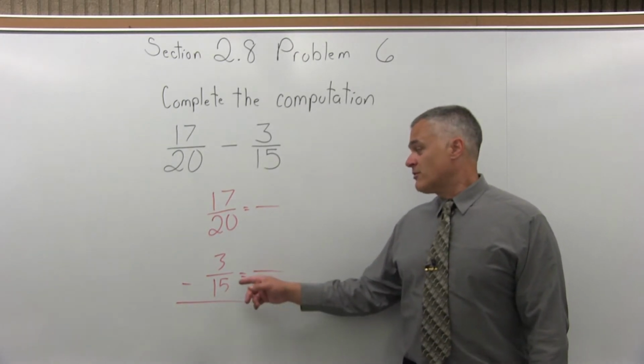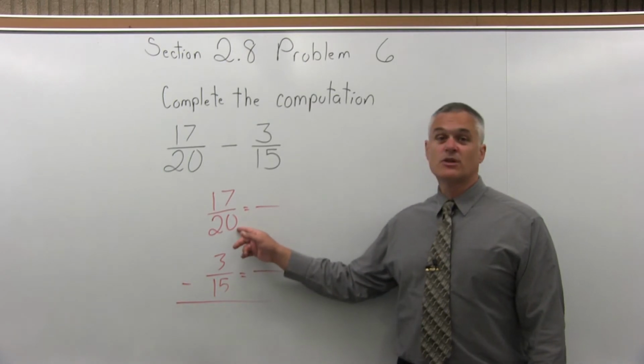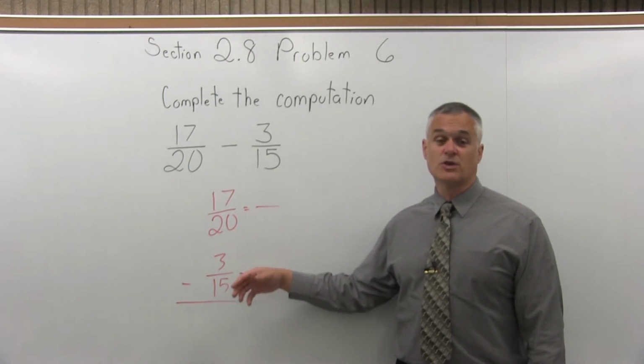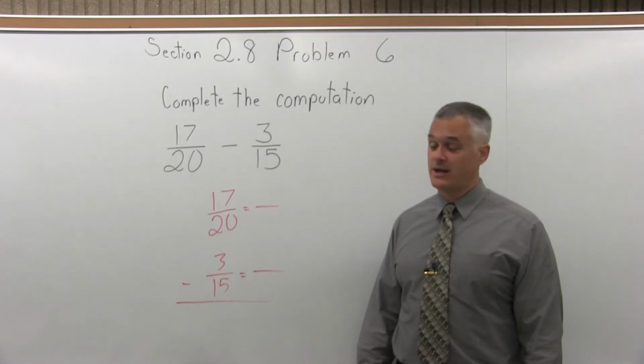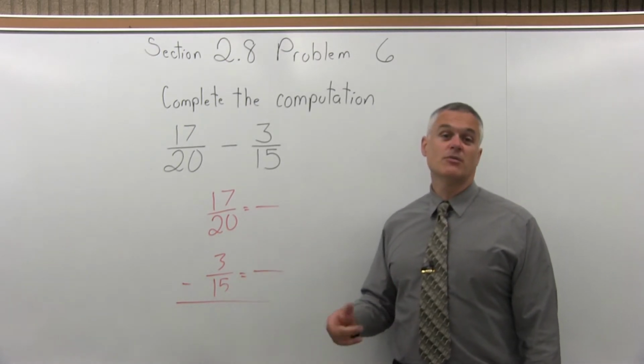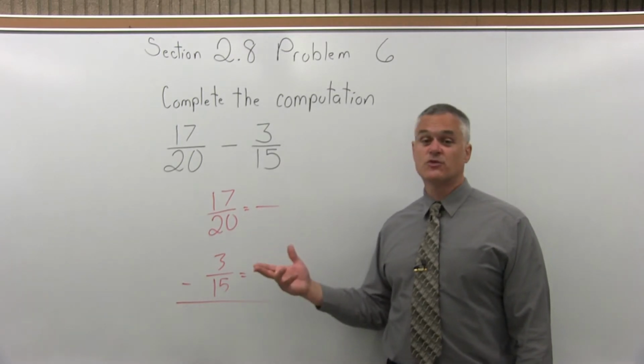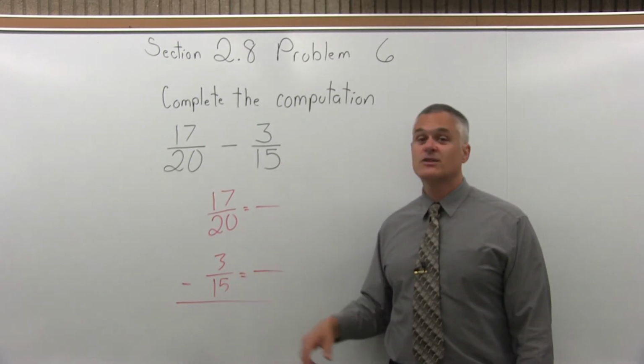So when I have a problem like this, what I like to do is start with a larger denominator and see if the smaller denominator will divide into it evenly. Does 15 divide into 20 evenly? It does not. So take the large denominator and double it. If you double 20, it becomes 40. Does 15 divide into 40 evenly?